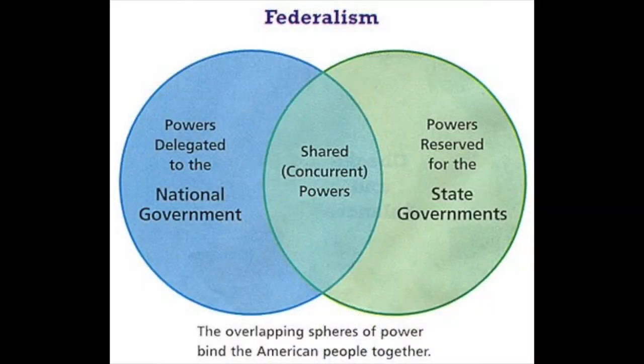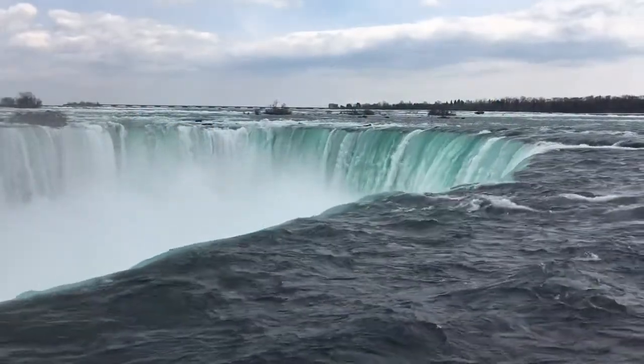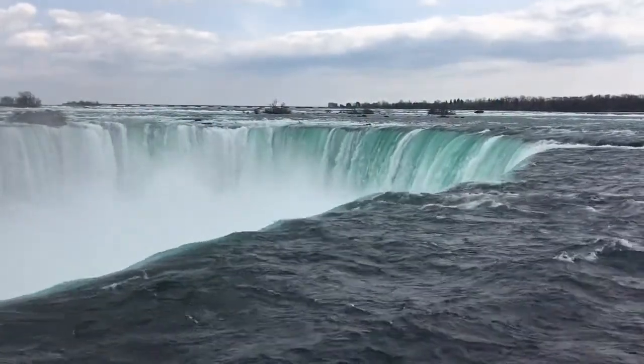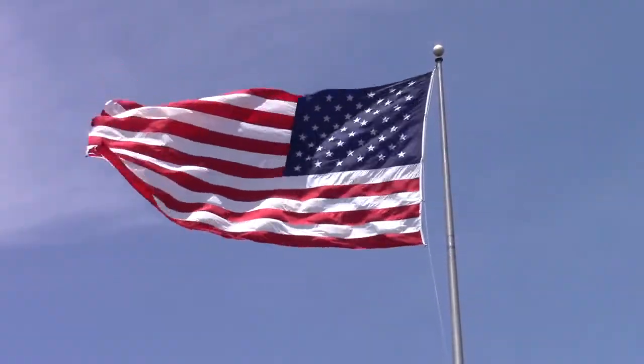So what is federalism? Federalism is a system of government with a division of power between a national government and smaller regional governments. Two examples of countries that use a federal system of government include Canada and the United States. The United States has a federal system of government, thanks in part to the 10th Amendment to the Constitution.